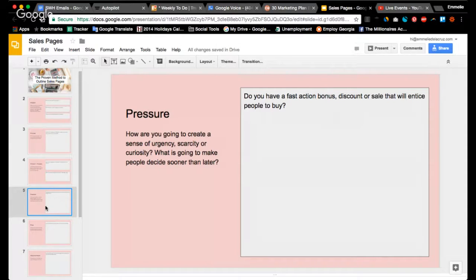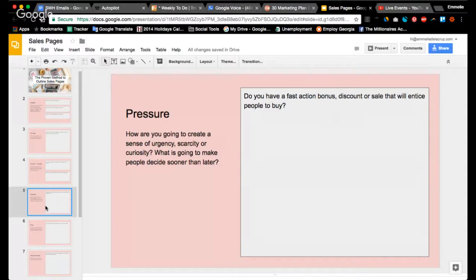The next thing is you want to create pressure. So we talked about the importance of building urgency, scarcity, and curiosity in your sales. So how are you going to build that and add a little bit of pressure so that it will entice people to buy? Are you offering a fast action bonus? Are you offering a discount? Are you giving away a freebie with every order? Are you providing some sort of sale? Does every person that signs up get entered into a giveaway?